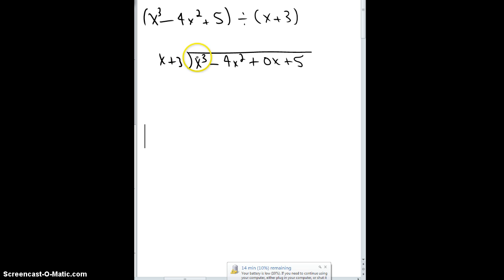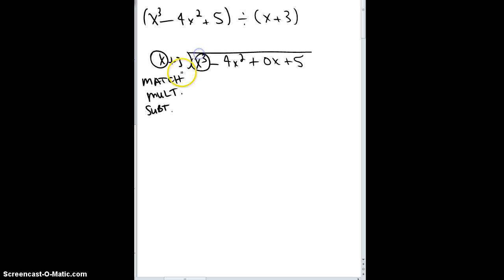All right, and so then the first thing is you have to remember the steps. You want to match. You want to multiply, which again, we use a distributive property for that. And then the last thing you want to do is subtract. Okay, so match, multiply, subtract. So first thing I want to do is get these guys to match, which it takes x squared to have that happen. But again, you want to put that in that place value. So you get x squared.